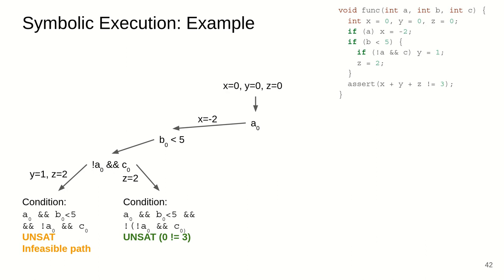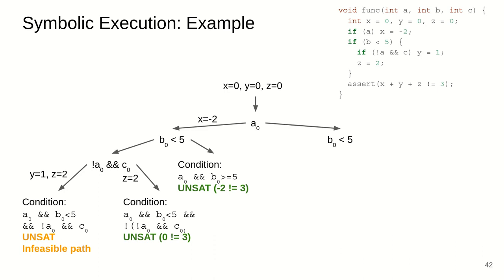Evaluate it with the state and the program variables, and we will see that in the assertion, 0 is not equal to 3, which is unsat, all good. We'll go to the next path. We'll collect it, a0 and b0 larger than 5. Again, this is unsat because -2 is not equal to 3, so we are not crashing.